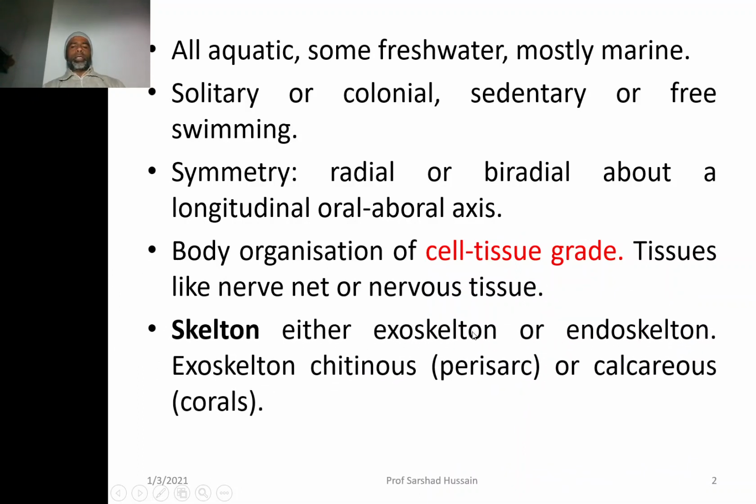Skeleton: either an exoskeleton, where the skeleton is present outside the body, or within the body. If it is exoskeleton, it may be chitinous, made up of a chitin protein called the perisarc, or sometimes formed of calcium carbonate, that is, calcareous. This is the example of the corals. If you remember, the corals present along the seashore are made up mostly of coelenterates. So that is basically the exoskeleton of the coelenterates.